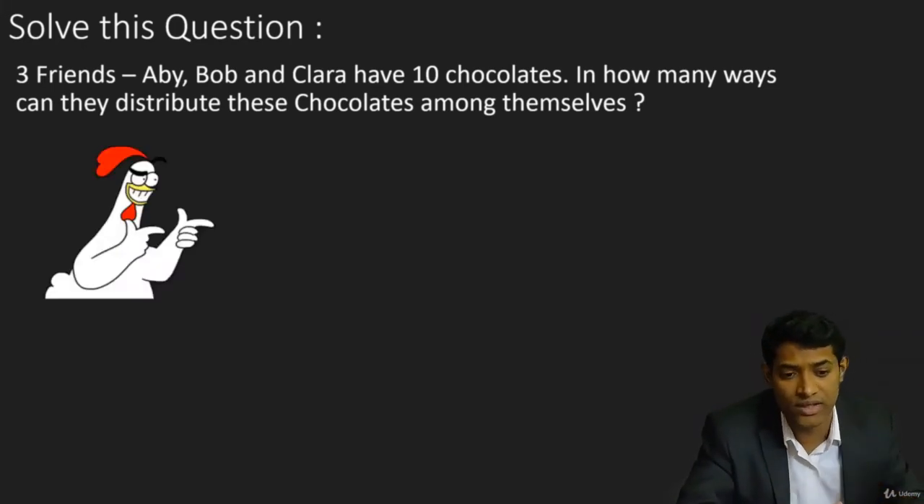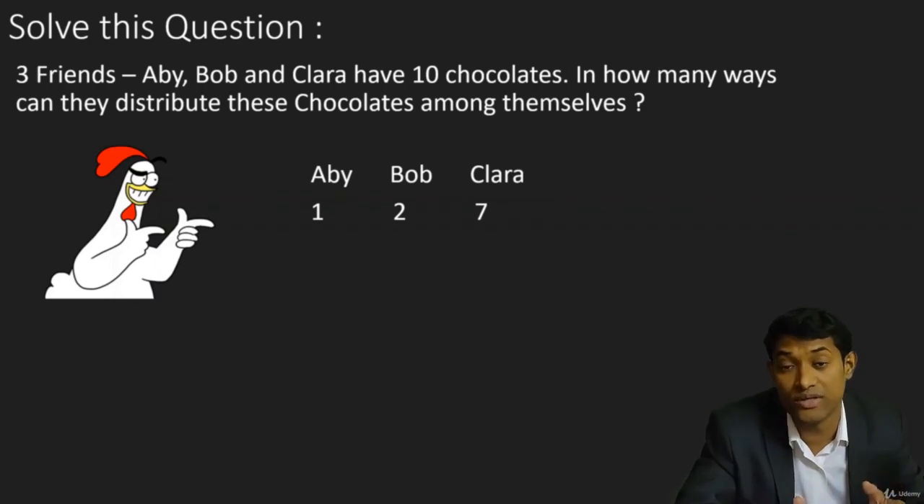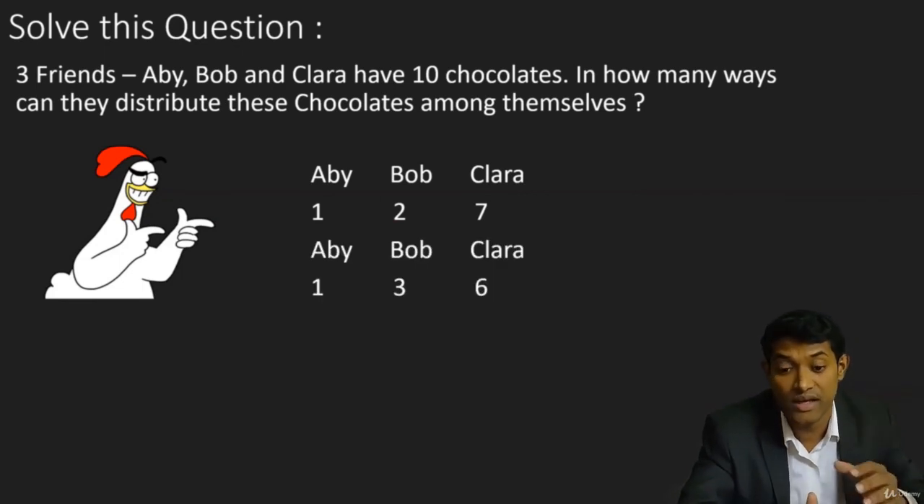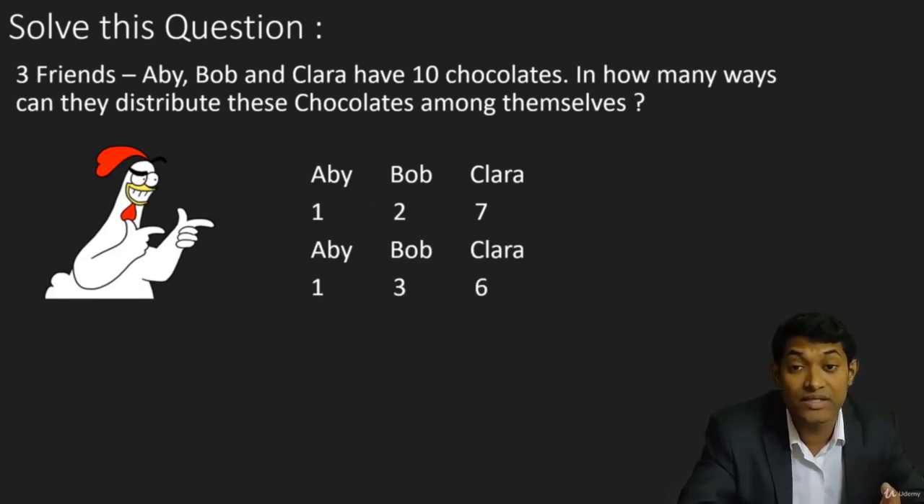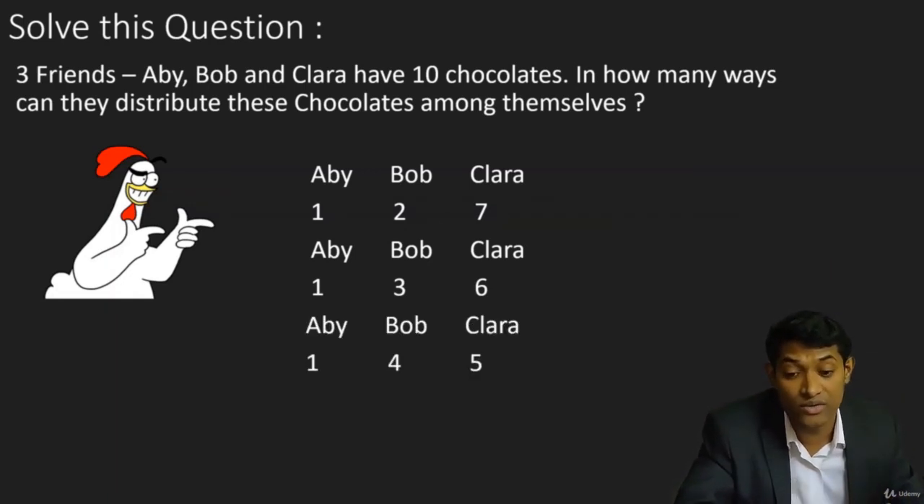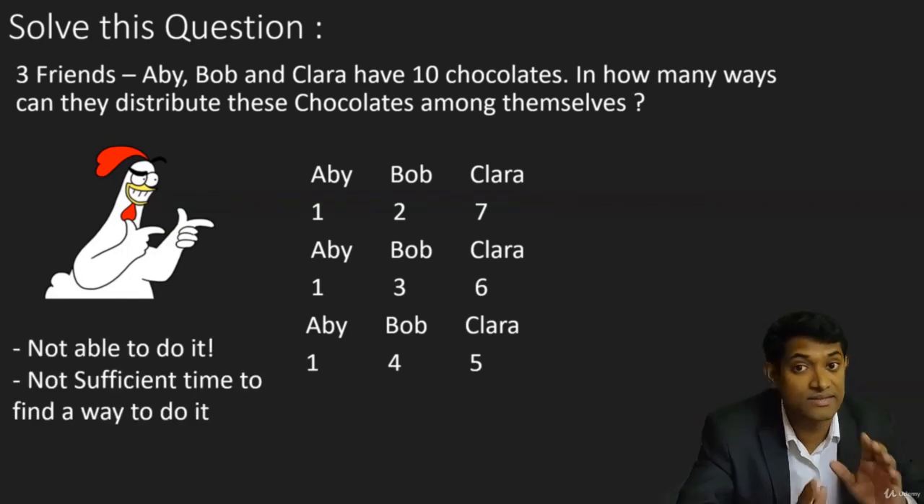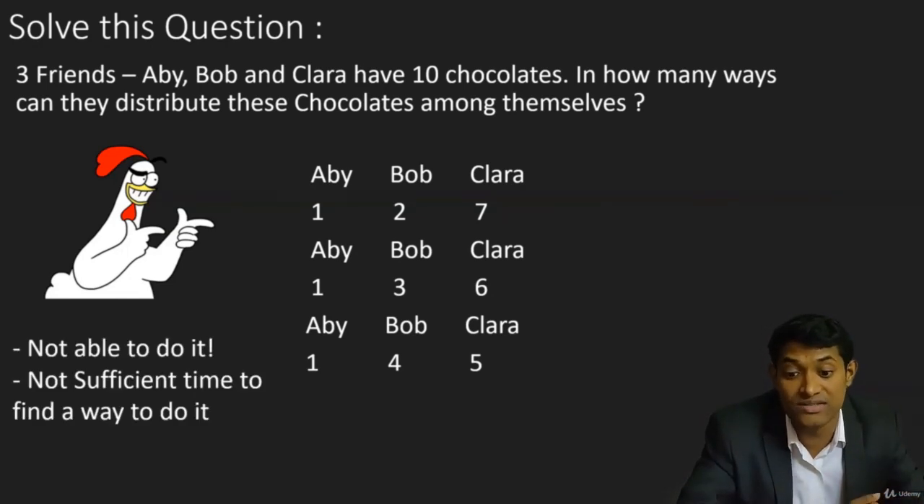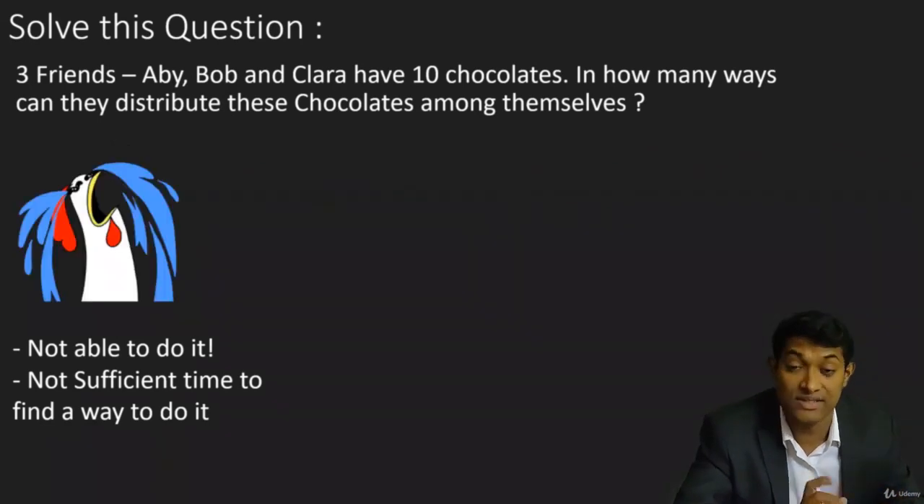Hen thinks that, okay, so one way of distributing the chocolates is, let me give 1 chocolate to Abby, 2 to Bob and 7 to Clara. He thinks there's another possibility. I could give 1 to Abby, 3 to Bob and 6 to Clara. That also adds up to 10. He again thinks there's another possibility. I could give 1 to Abby, 4 to Bob and 5 to Clara. Oh, at the end, he thinks, I'm not able to do it. There's not sufficient time to do it. And he's not able to do it. Oh, that's a sad thing.